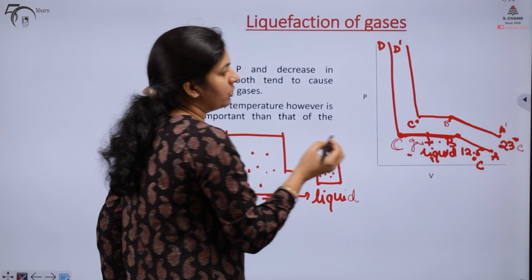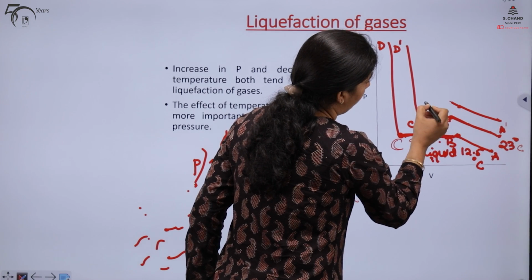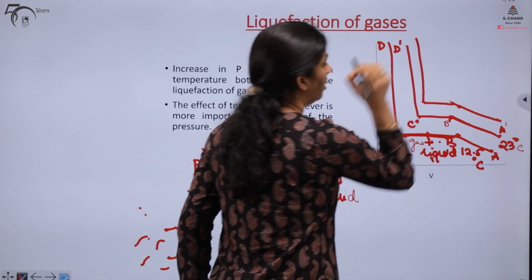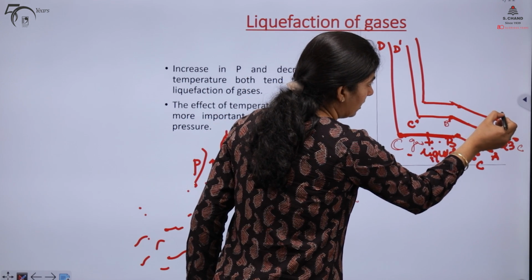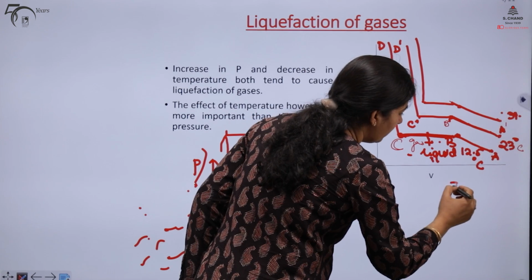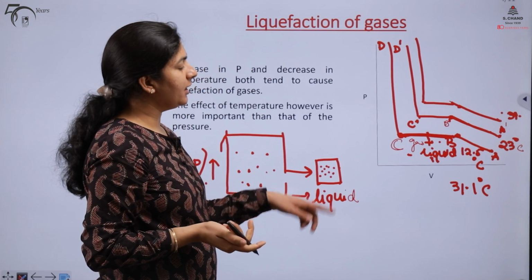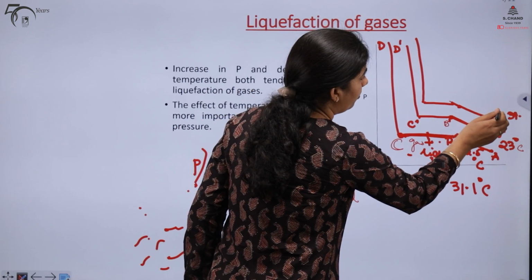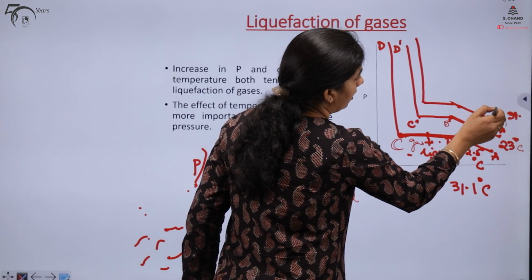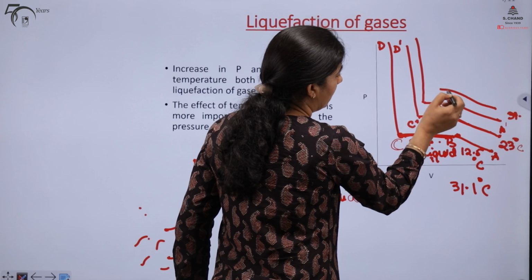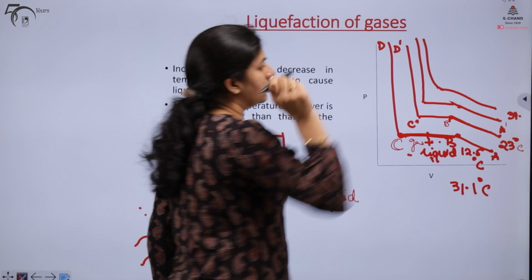Now for carbon dioxide, at a slightly higher temperature, we may observe that this particular horizontal portion further decreases, right? And we may come to a temperature, let's say 31.1 degrees Celsius, where this particular portion will completely disappear, it will turn to a point and then this curve continues like this.